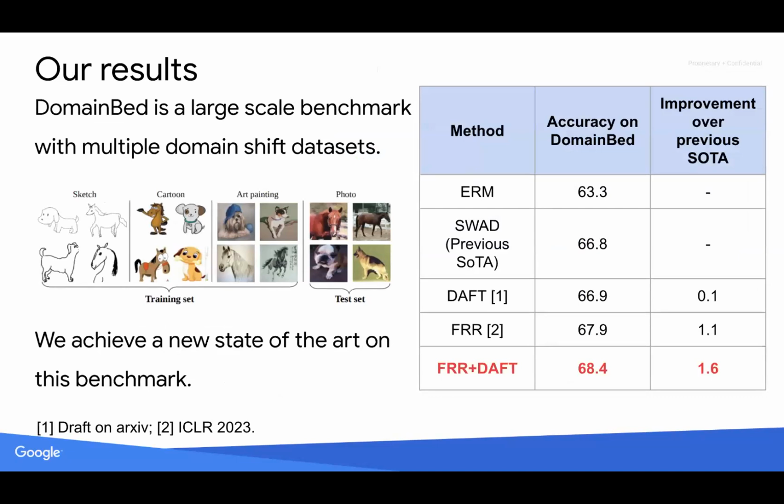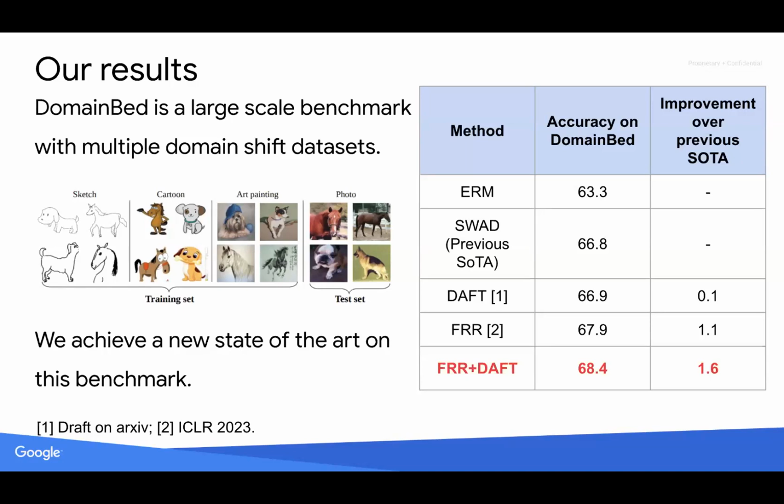So we evaluated both DAFT as well as FRR on DomainBed, which is one of the most common benchmarks for testing out of distribution robustness. This is a benchmark, meaning that it's a collection of multiple different data sets, including PACS and some of the initial data sets that I showed you on the first slide. For example, PACS is a collection of photo, art, cartoon, and sketch. So during training, we might get data points only from sketch, cartoon, and art. And then at test time, we want to be able to do well even on photos, right?